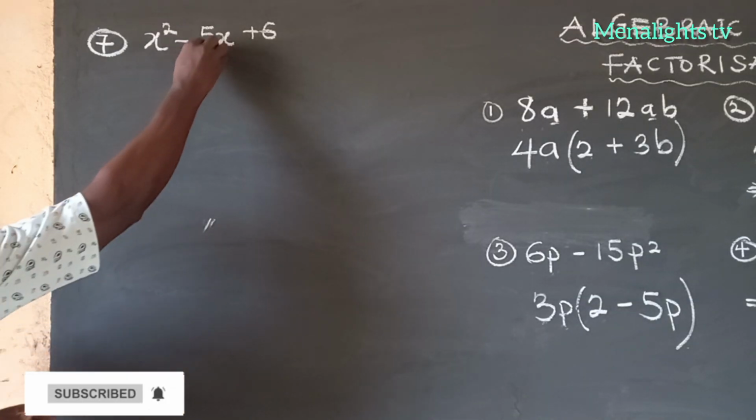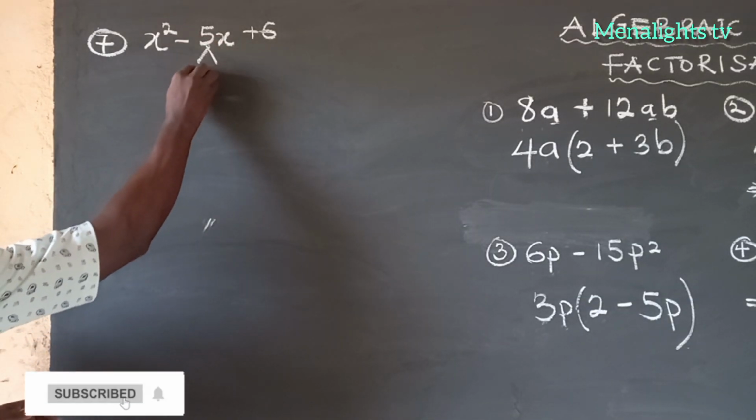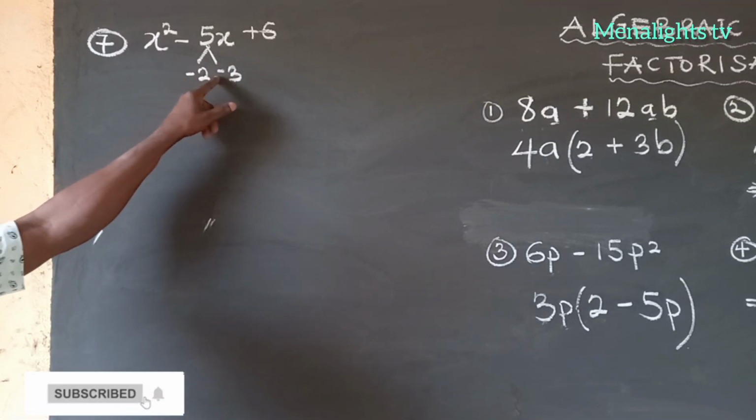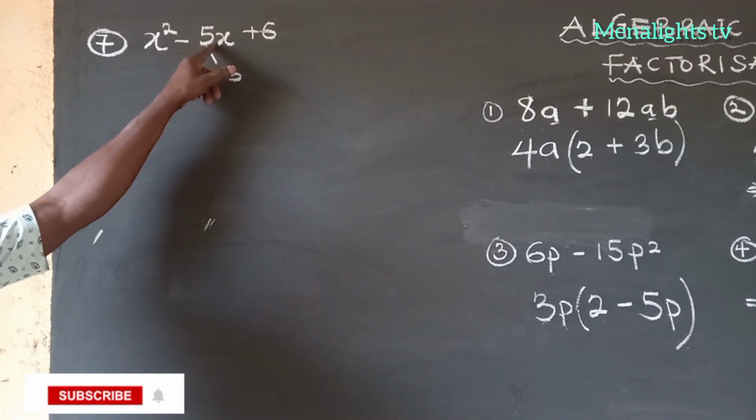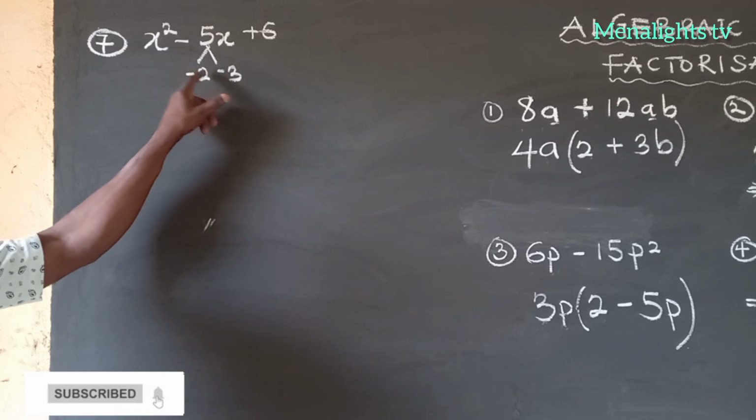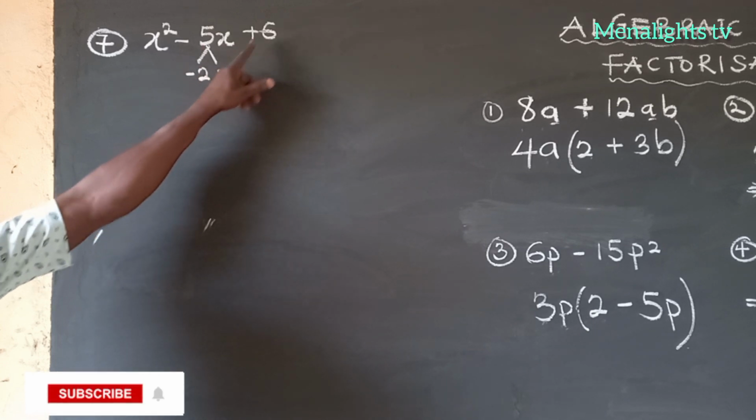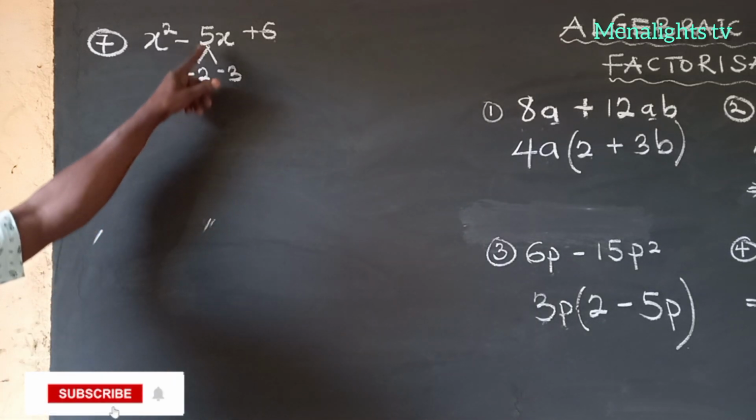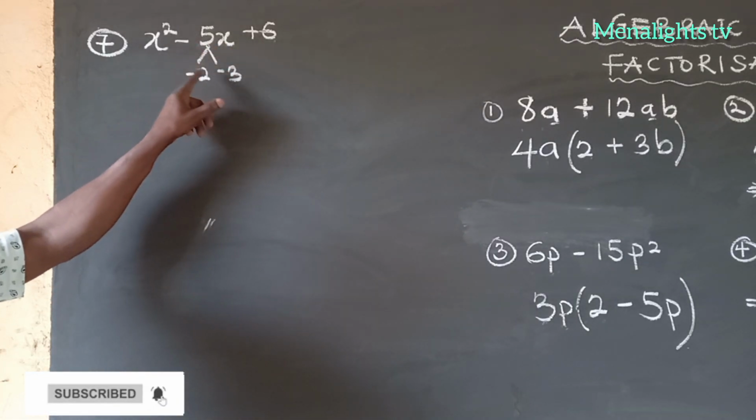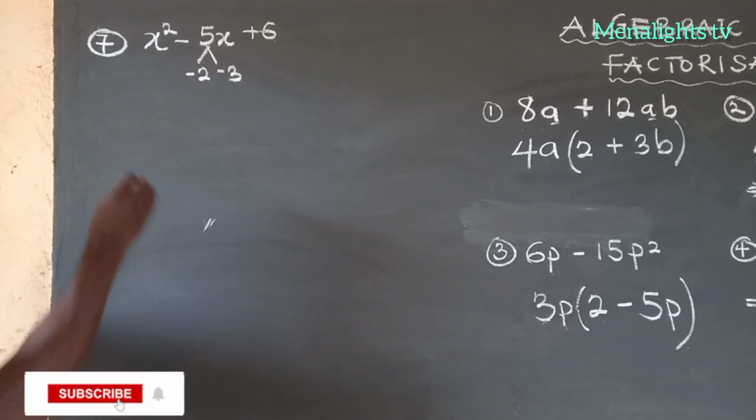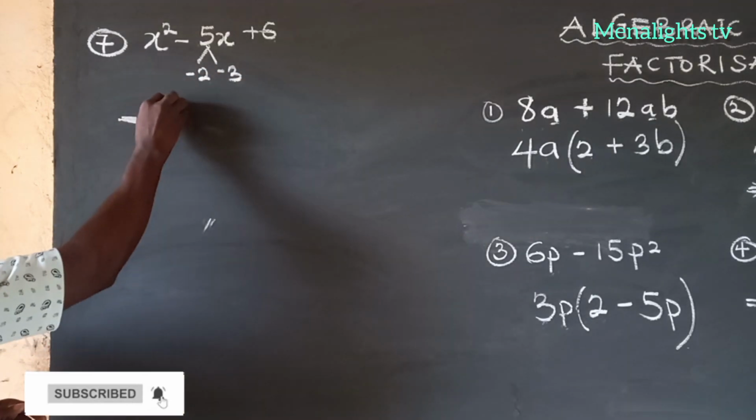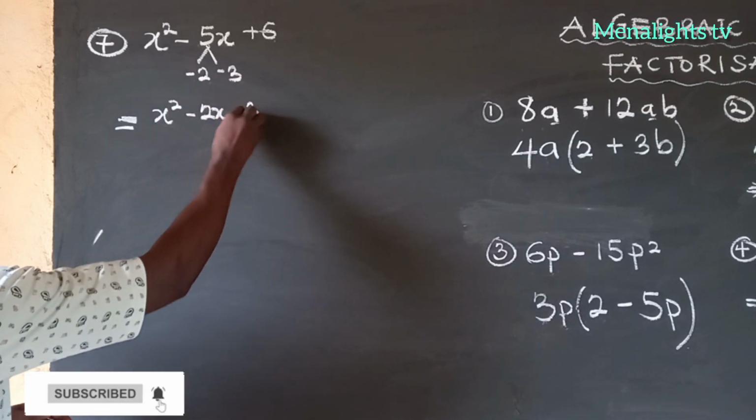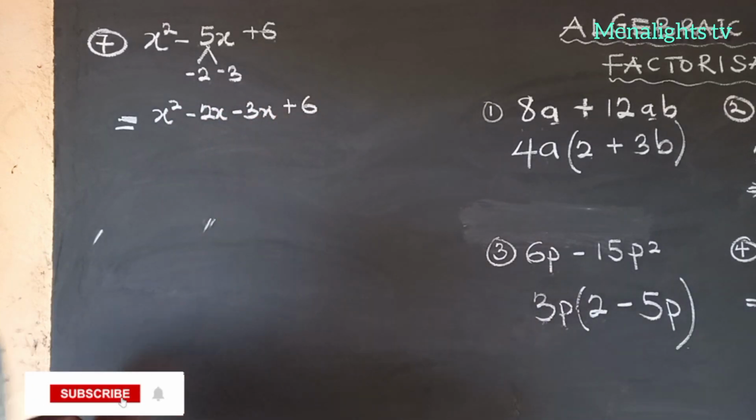In that case, we can break the 5 down to be negative 2 and then negative 3. So negative 2 plus negative 3 will give us negative 5. And then negative 2 times negative 3 will give us positive 6. So in this context, we are going to replace the 5x with minus 2x and then minus 3x. So we rewrite this as x squared minus 2x minus 3x plus 6.